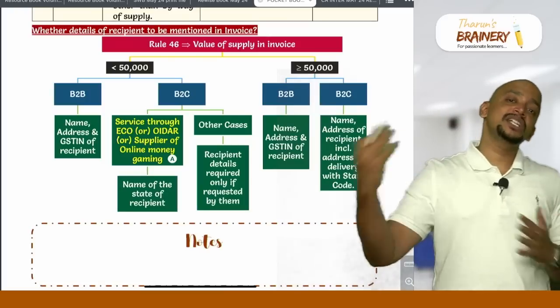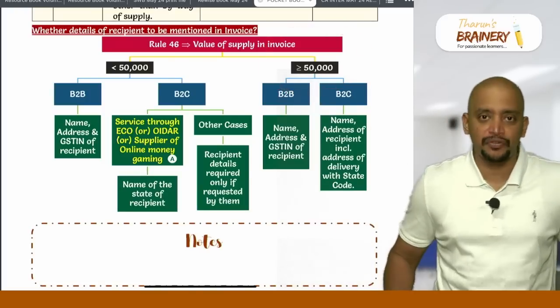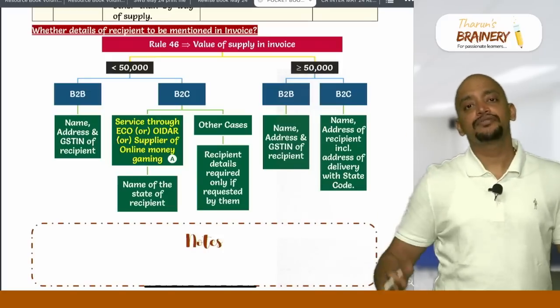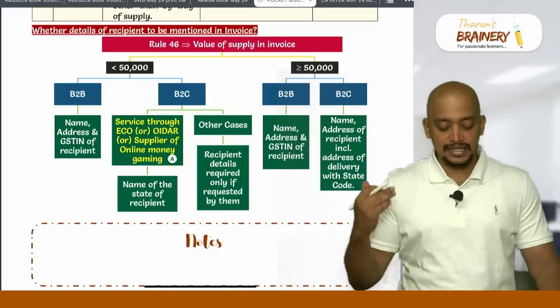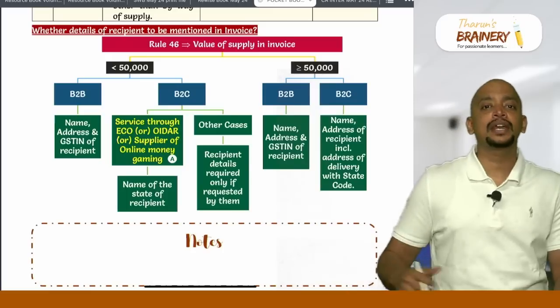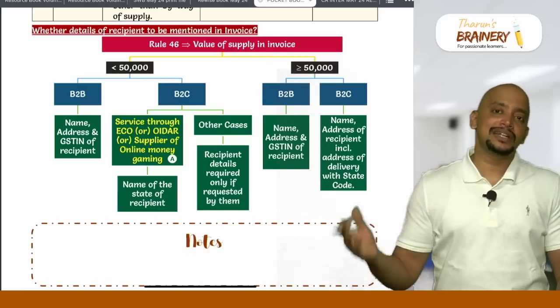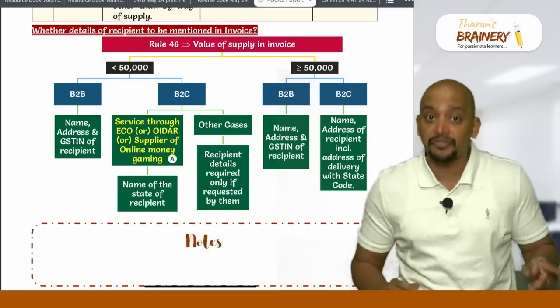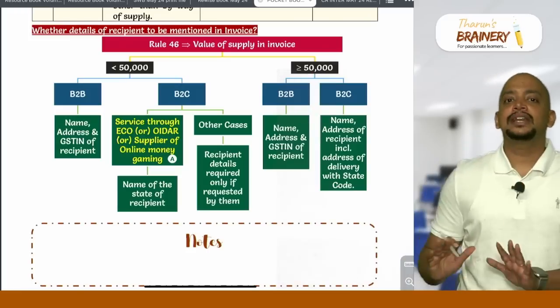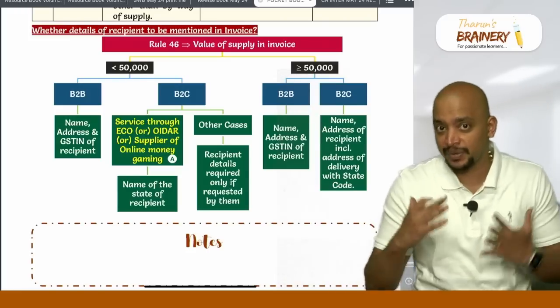If the value is greater than or equal to 50,000 rupees, even though it is B2C, we need to enter the recipient details, that is, name and address of the recipient, including address of the delivery with state code, etc. Whereas if it is a B2C transaction and the amount does not exceed 50,000, that is, less than 50,000, then generally recipient details are not required. Only if the recipient is asking, we need to give the recipient details.